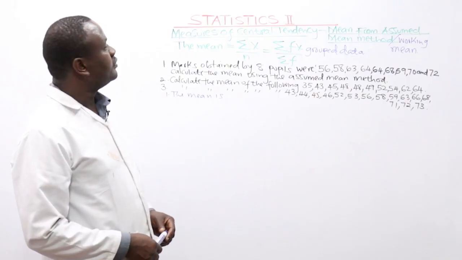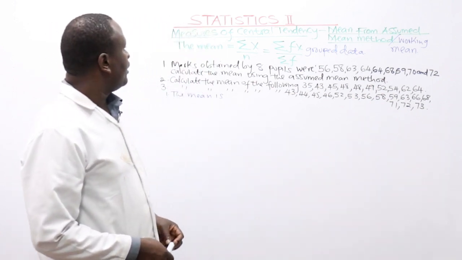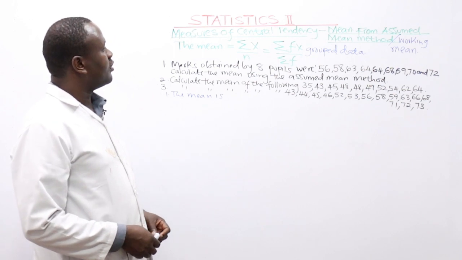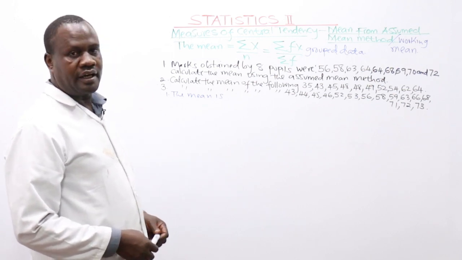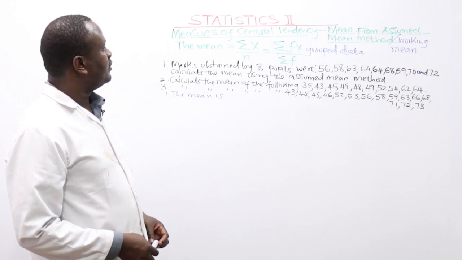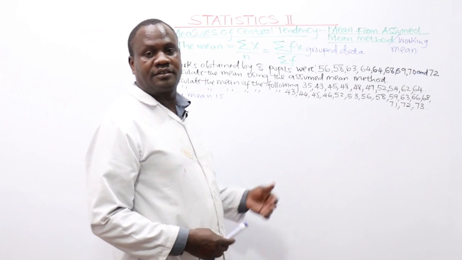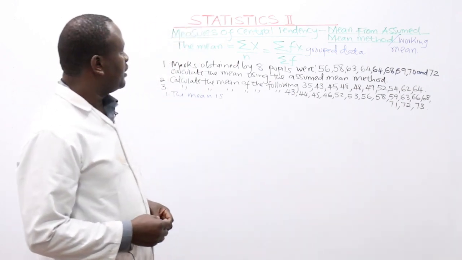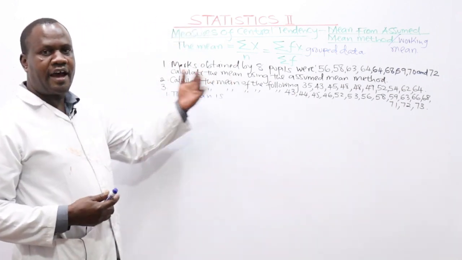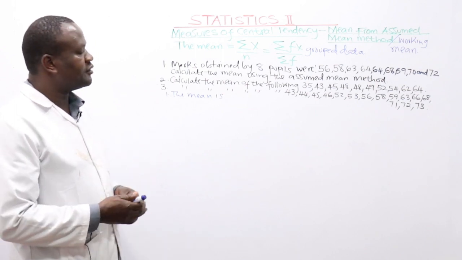Statistics deals with the collection, arrangement, organization, and analysis of data. So in statistics, we deal with the measures of central tendency. In other words, these are the averages. We are looking at the averages of data.